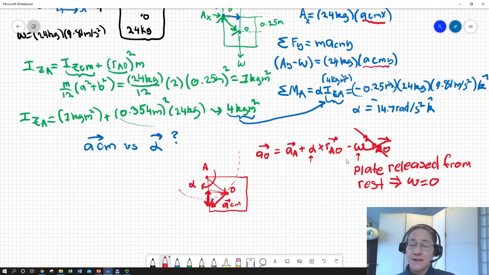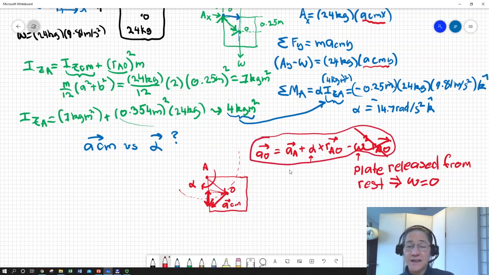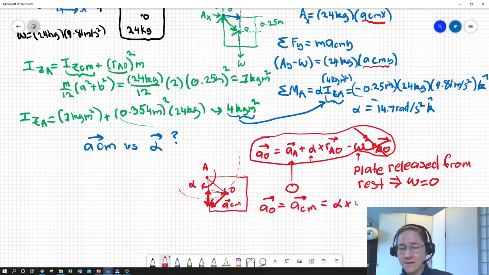So we're going to get the acceleration of the center of mass from the kinematics of motion, which is this expression. Rigid body, I got 2 points on it. I happen to know the acceleration of point A is 0 because it's a fixed pivot. We're rotating about a fixed pivot. So the acceleration of point O, which just so happens to be the center of mass, is equal to alpha cross our radius from that edge to the center of mass. So just some quick trigonometry there.